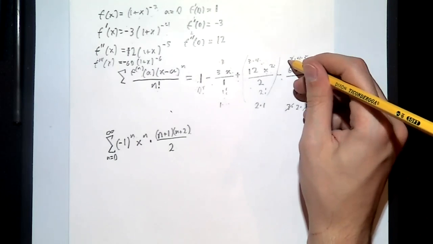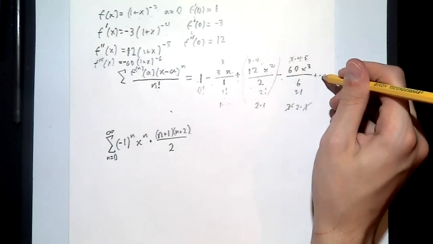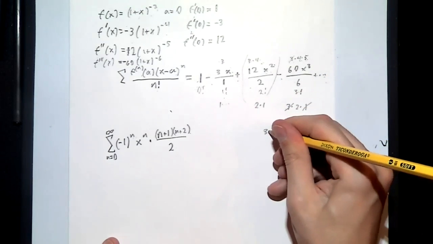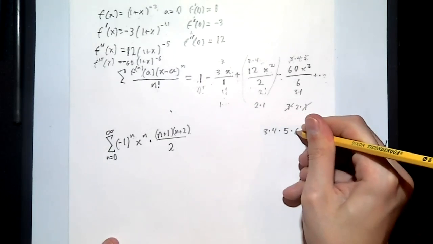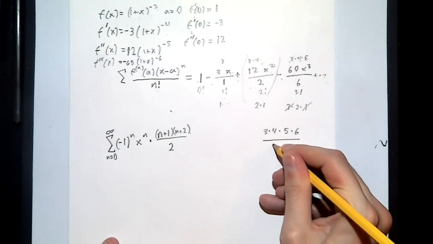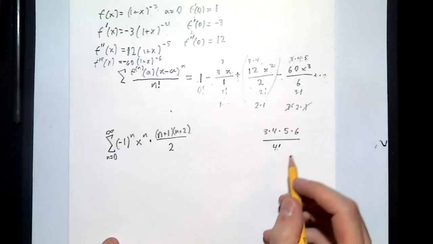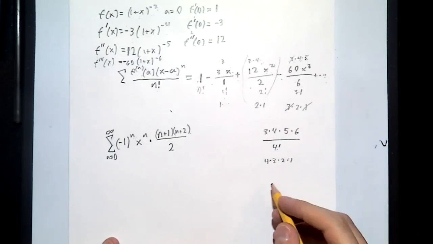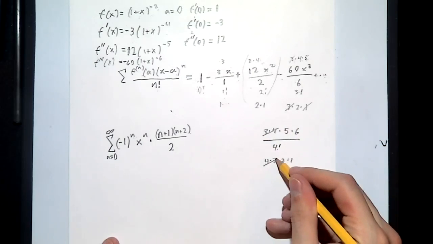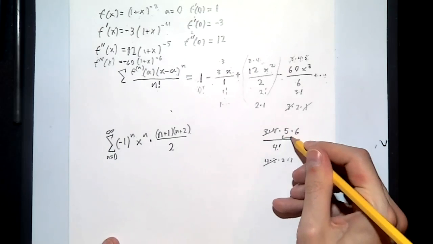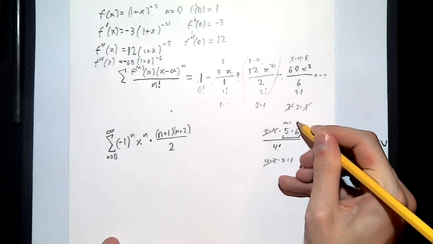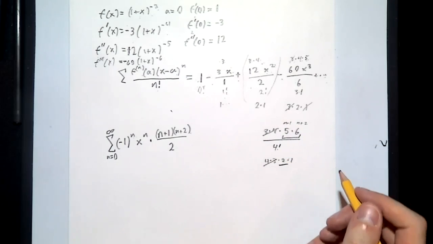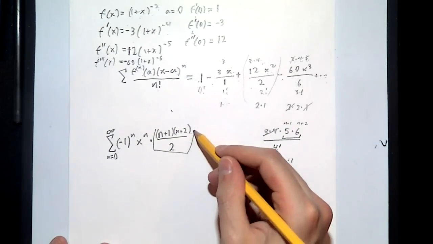Then we have our 3 cancel. If you were to go on to the next term, you'd have 3 times 4 times 5 times 6 all over 4 factorial. And again, this would be 4 times 3 times 2 times 1. So we notice that these cancel. Again, we have our next 2 terms. That's our n plus 1, n plus 2. And then we have the 2 left over. And that's how we find this.